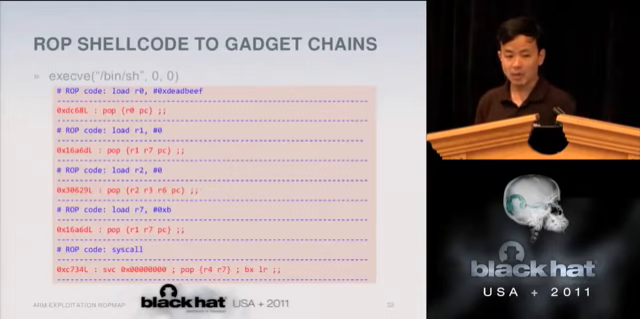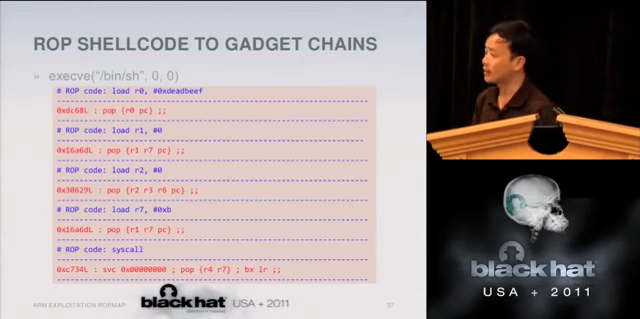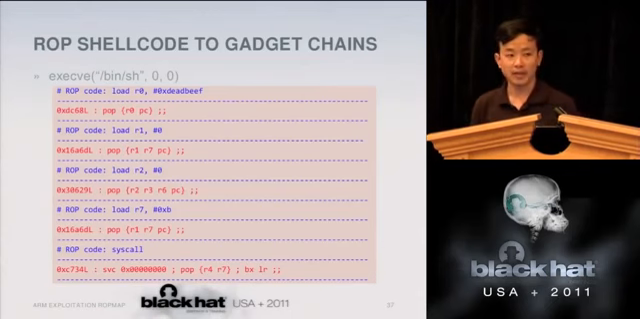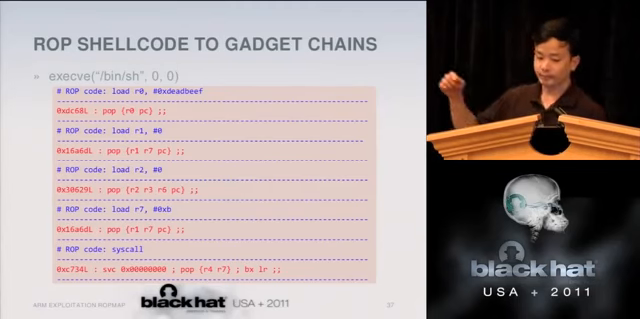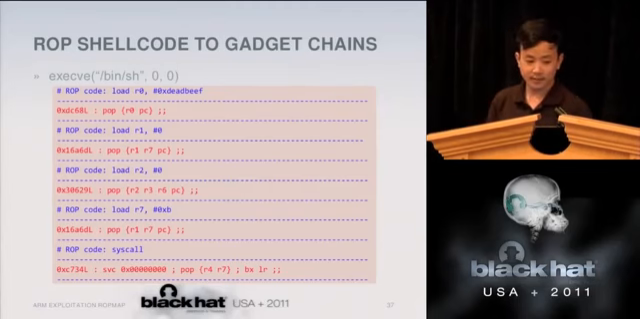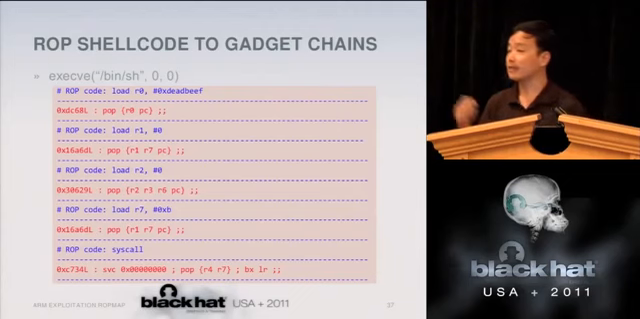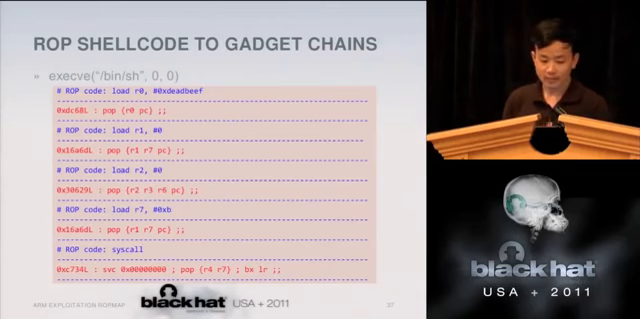Here is an example of ROP shellcode turned into a gadget chain. Here we have the ROP shellcode for execve /bin/sh. The ROP code for load R0 is equivalent to pop R0, PC. Load R1 is pop R1. So it's very simple, just some pop instructions, and then finally the system call instruction.